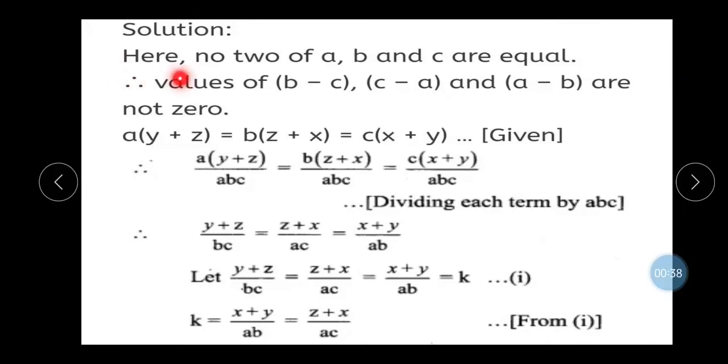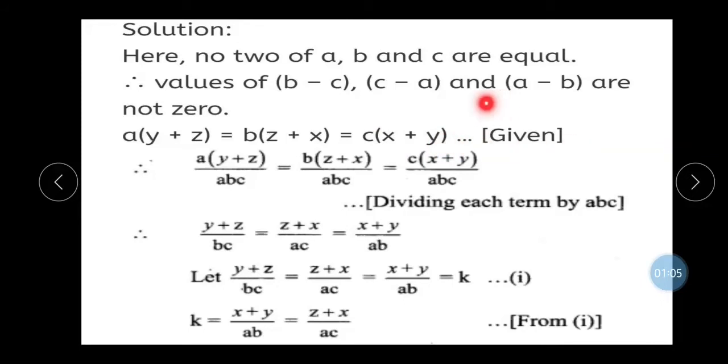Solution. Here no two of a, b, c are equal. This is given. Therefore, the values of b minus c, c minus a and a minus b are not 0. Therefore, a into (y plus z) is equal to b into (z plus x) is equal to c into (x plus y). That is given.